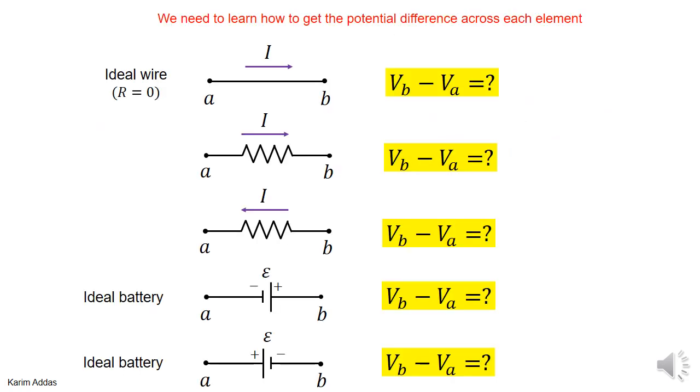So the next step that we want to follow is to learn how to get the potential drops across different elements in a circuit. If you have a battery with a certain EMF, and we'll discuss EMF in detail and explain what it means, how would you get the potential difference across an ideal battery? How would you get the potential difference across a resistor, depending on the direction of the current? So this is the next thing we're going to tackle right now.